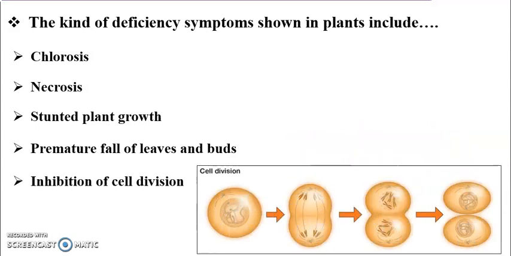Now, there is another fifth variety which does not visibly appear, meaning you can't see it visually, but it happens: the inhibition or the stopping of cell division. So let us see each symptom in detail.